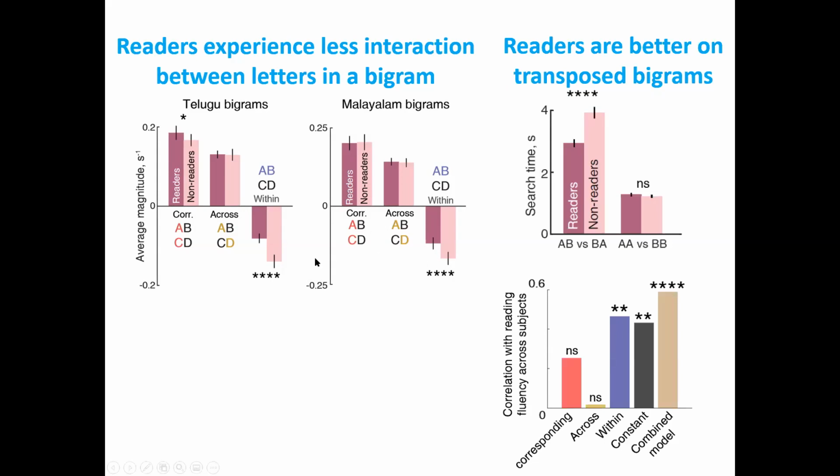If you fit a model for every reader and also measure reading fluency, by making them read a paragraph and seeing how fast they read, it turns out that their reading ability or fluency is predicted by the degree to which these within-bigram interactions are changing. That is, faster readers have fewer or weaker interactions between the letters of a single bigram. And this predicts reading fluency.